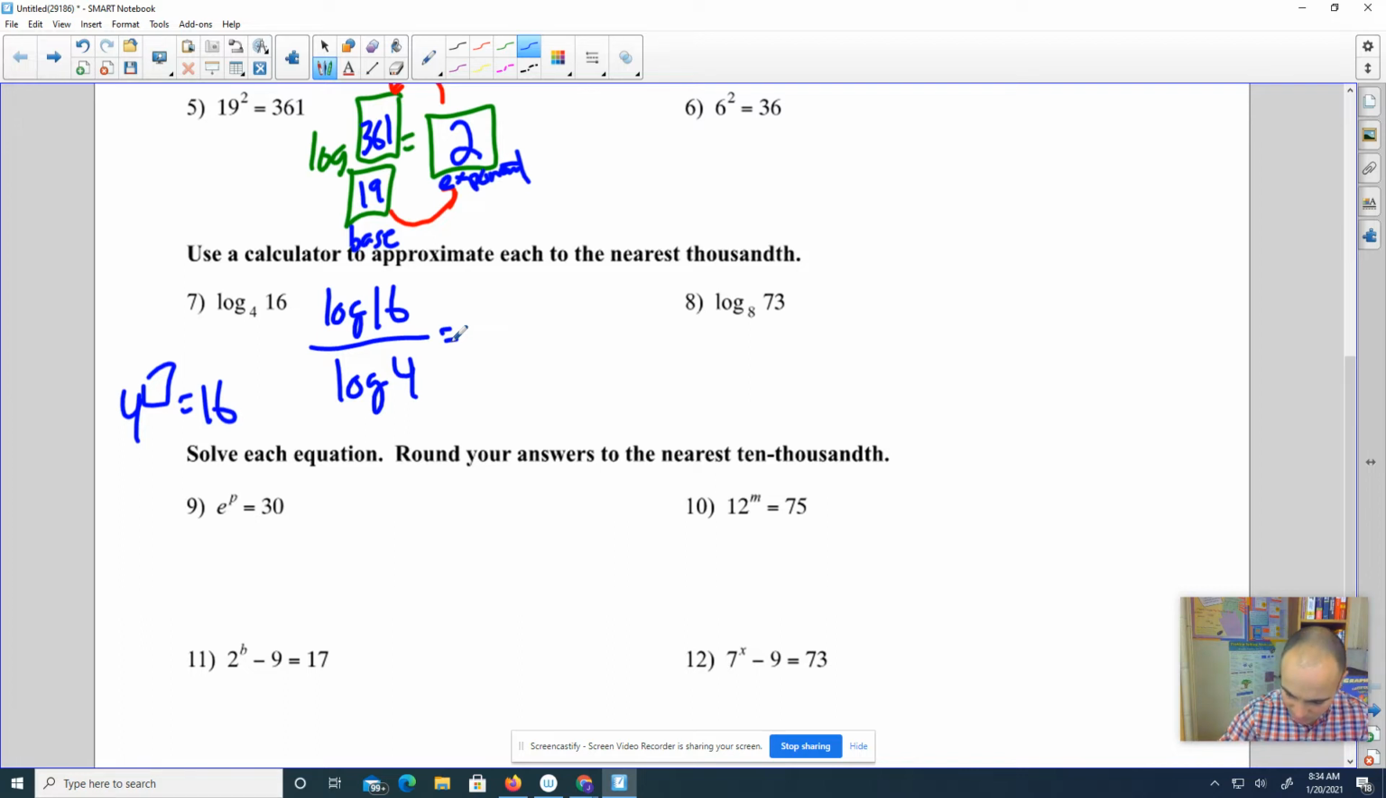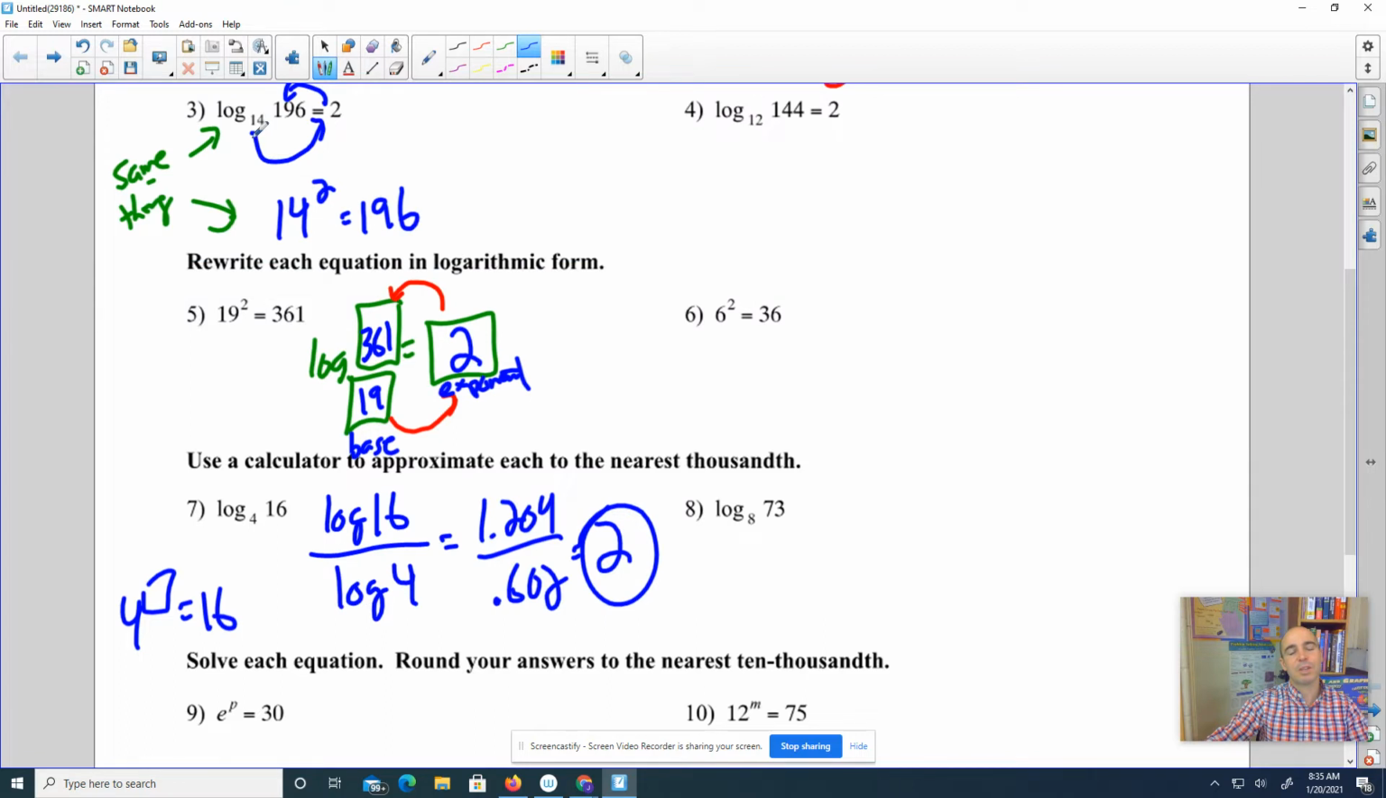So we got log 16 is 1.204. Log 4 is 0.602. And if you're wondering how I knew that, well, I didn't. I typed it in the calculator. And that's what you do. There will be a question where all you have to do is make this into a fraction of 2 logs and use your calculator to solve it.